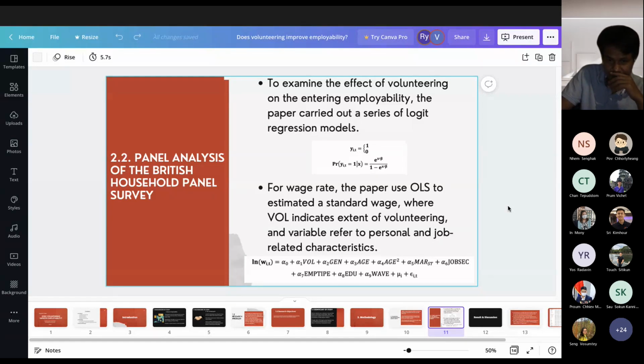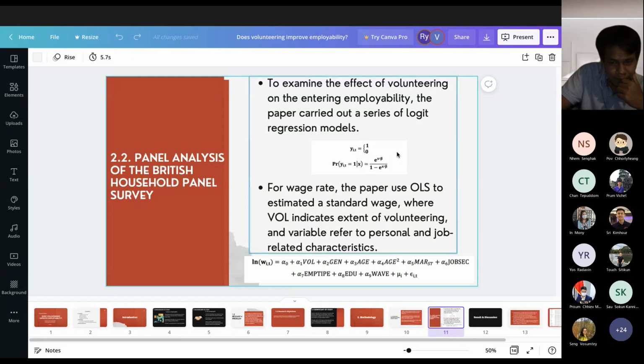And of course, in this paper, it also separates the model of employability into three categories, namely moving into work, remaining in work, and the earning levels. Each model or category was controlled by education and a wide range of socioeconomic characteristics such as age, gender, and so on. And in order to examine the effects of volunteering on entering employability, the paper also carried out a series of logit regression models, which you can see in the slide.